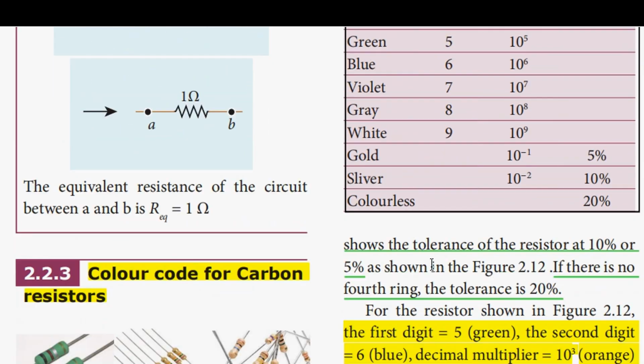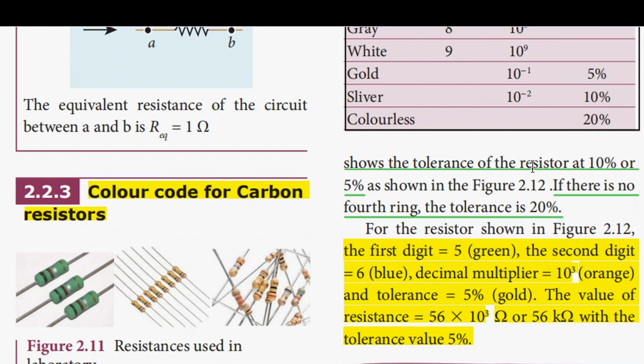And the tolerance will usually be about 5% or 10%, and if there is no color in the resistor, that is, in the case of the fourth ring, the tolerance will be about 20%.